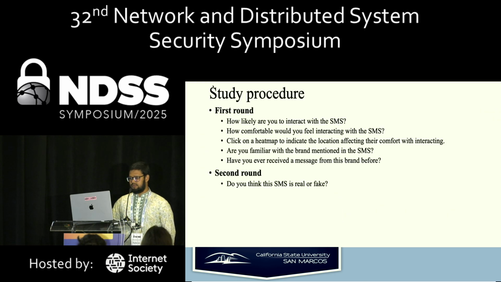For the study procedure, in Qualtrics we asked several questions: whether they wanted to interact with that SMS, then their comfort level, and a heat map where we asked which part of the SMS affected their discomfort or comfort. Then whether they were familiar with the brand, and whether they had received a similar SMS prior to this study. And in the second round, we asked the specific question of whether they thought it was real or fake.